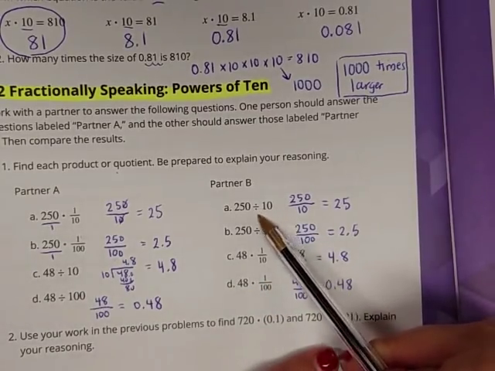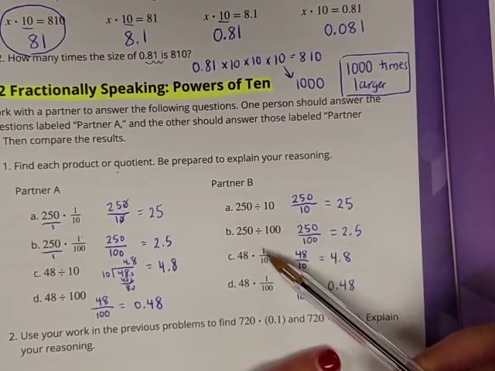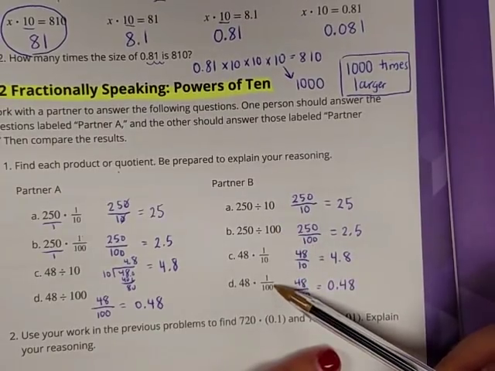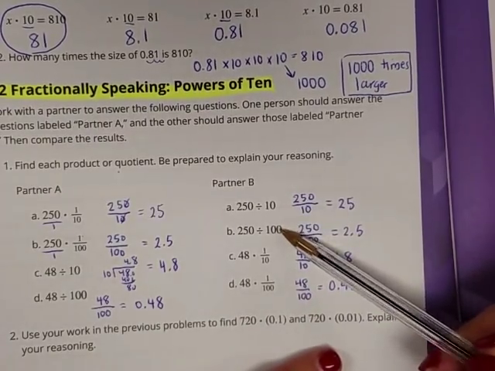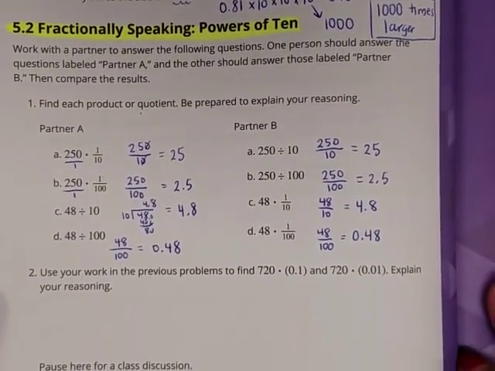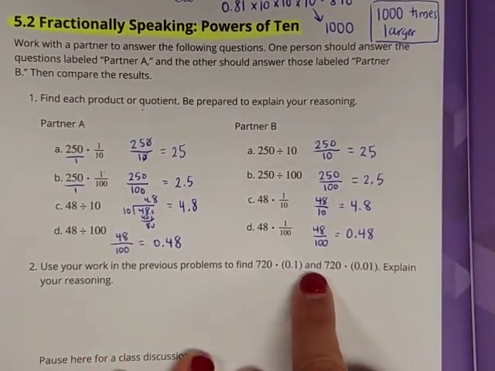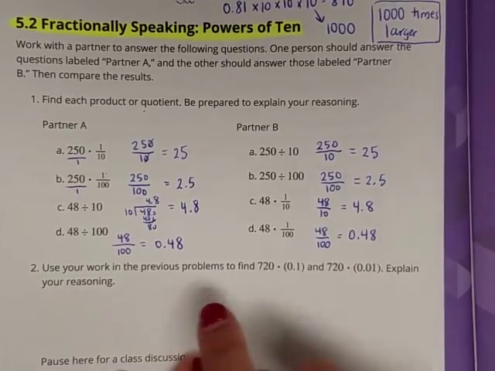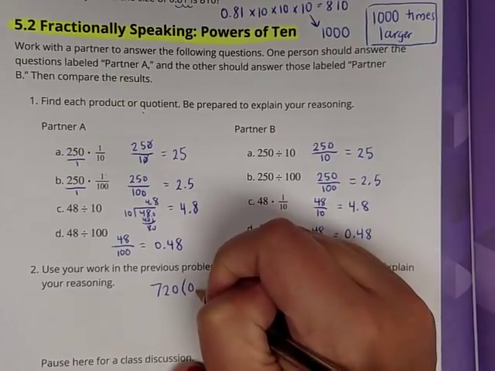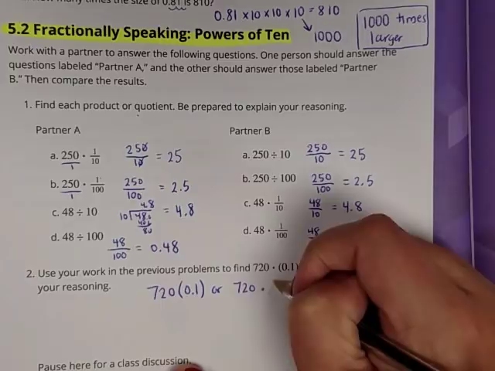So it looks like dividing by 10 is the same as multiplying by 1/10. Remember how dividing by numbers is the same as multiplying by the reciprocal. Dividing by 100 is the same as multiplying by 1/100th, because dividing is the same as multiplying by the reciprocal. Okay, so those are the relationships. So then we're going to use our work in our previous problems to find 720 times 1/10 and 720 times 1/100th. Explain your reasoning.